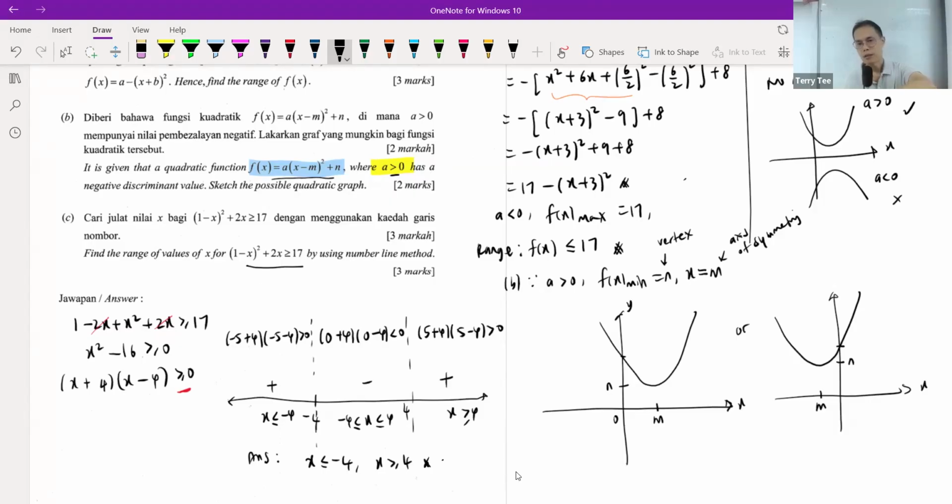Yeah, two possibilities. Okay, I know the number line is supposed to be easier, but here we are required to test the point. So that's why I test the points one by one to show you the working. And yeah, that's the answer.